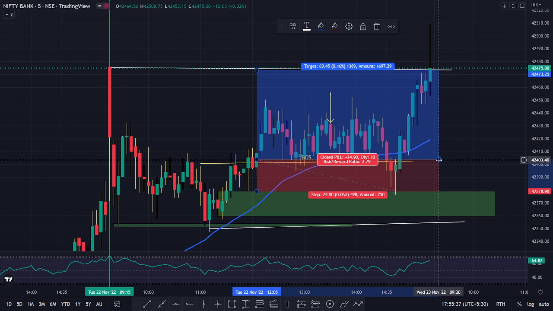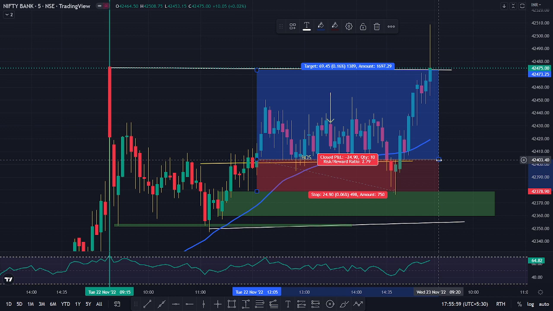So my analysis was correct, my targets were correct, but my stop loss was not correct. This is the major reason why many people fail. They just say in the markets, bro, I can find the targets, I can do everything, but the market hits my stop loss and goes towards my target.